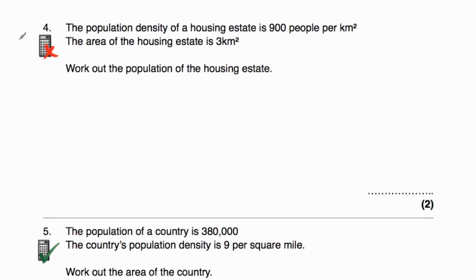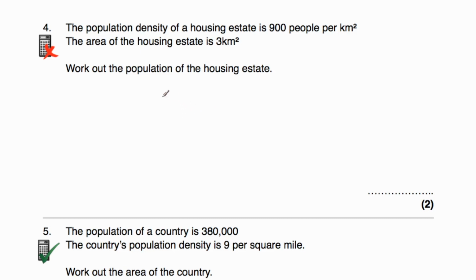Okay, question number 4. The population density of a housing estate is 900 people per square kilometre. So in each square kilometre, if they're all shared out equally, there'd be 900 people in each square kilometre. And the area of the housing estate is 3 square kilometres. Work out the population of the housing estate. So work out the total population. We're going to multiply the area by the population density, and that'll tell us how many people there'll be in total.